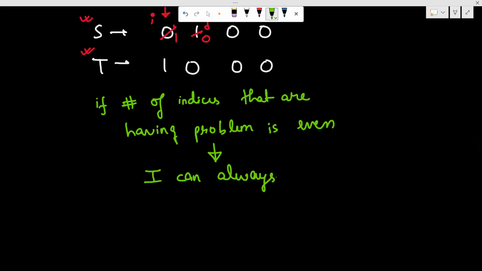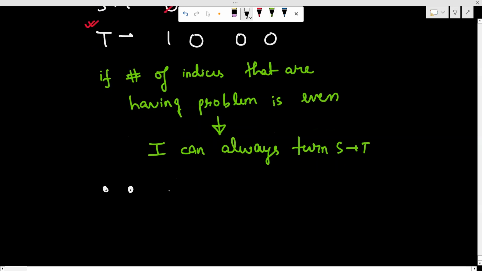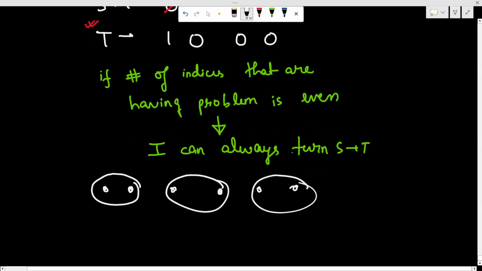I can always turn S to T? Because if let's suppose these indices have the problem, I can always choose these two indices first, then these two indices, then these two indices, and I can always turn S to T.